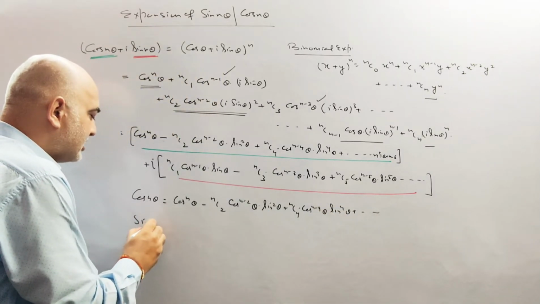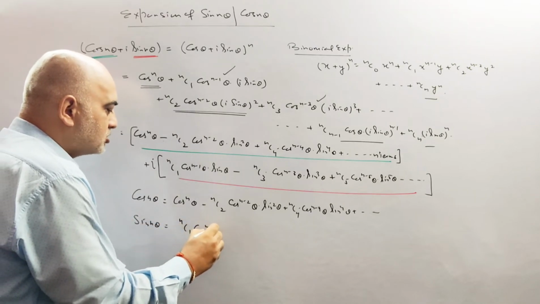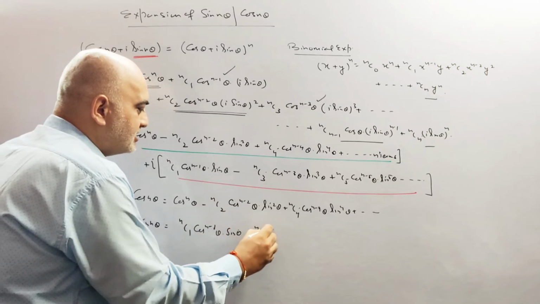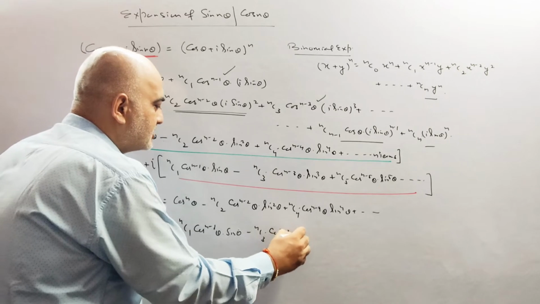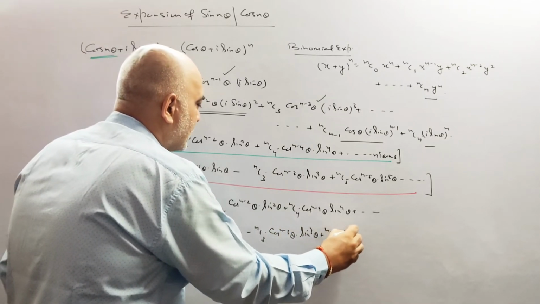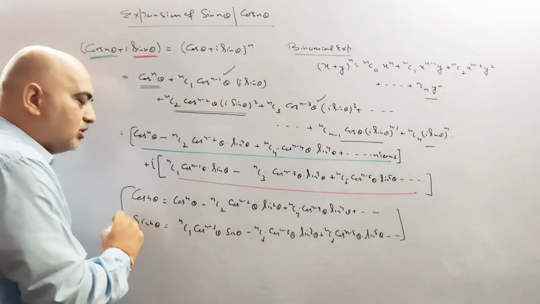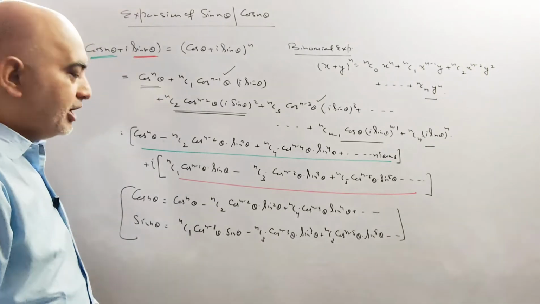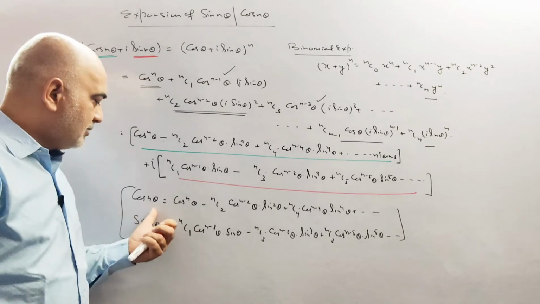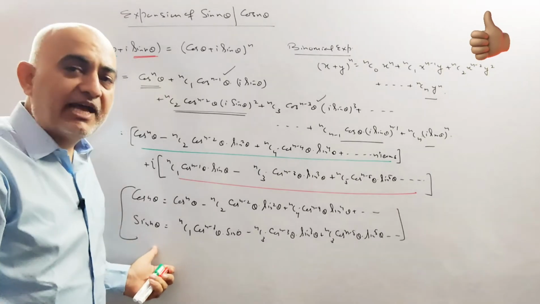And similarly, sine of n theta will be nC1 cos of n minus 1 theta sine theta minus nC3 cos of n minus 3 theta sine cube theta plus nC5 cos of n minus 5 theta sine 5 theta. So these are the very beautiful expansions which we have to use in other kinds of questions, in which some questions are given like find the expansion of cos 5 theta, find the expansion of sin 6 theta.